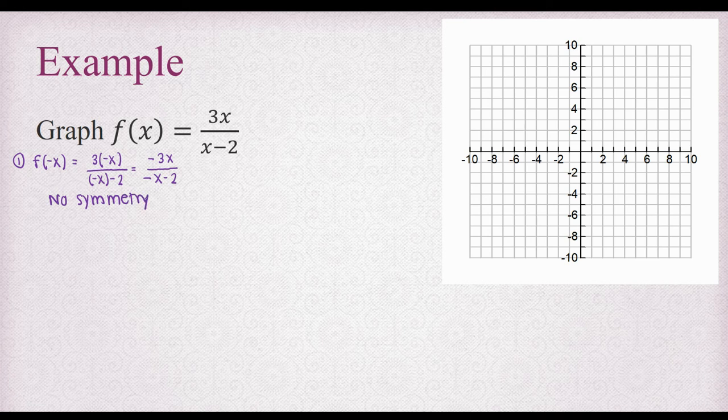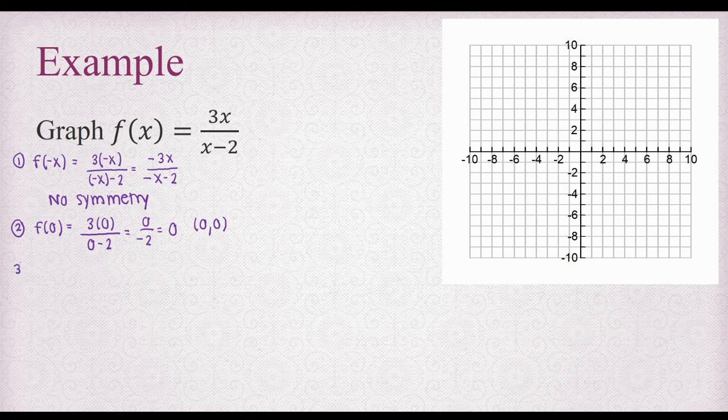Then our second step is to find the y-intercept. To do that, we're going to substitute 0 in for x. So we'll have 3 times 0 divided by 0 minus 2. Well, the top will be 0, the bottom will be negative 2, but 0 divided by anything is 0. So (0, 0) is a point that we are going to be plotting.